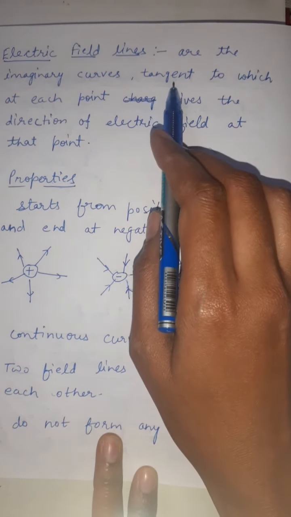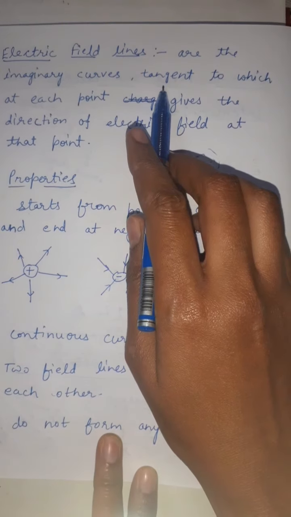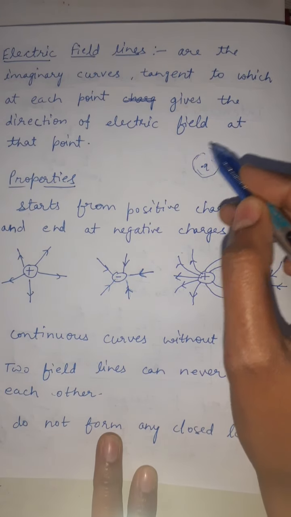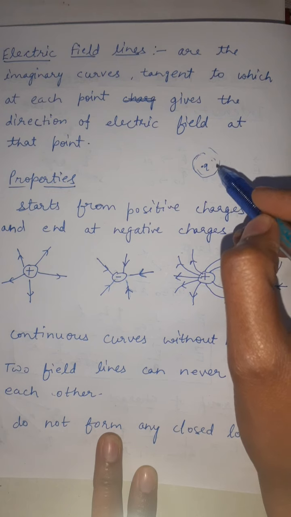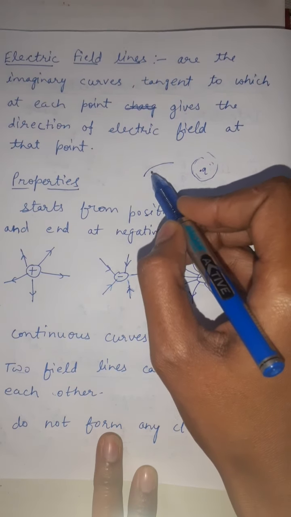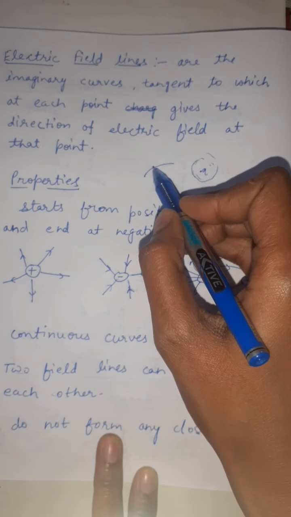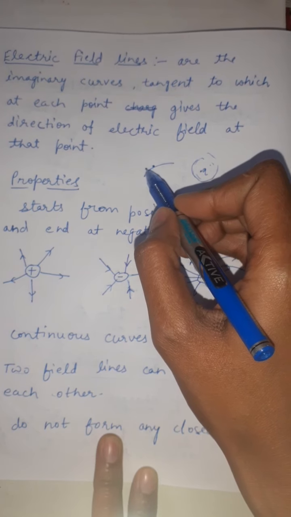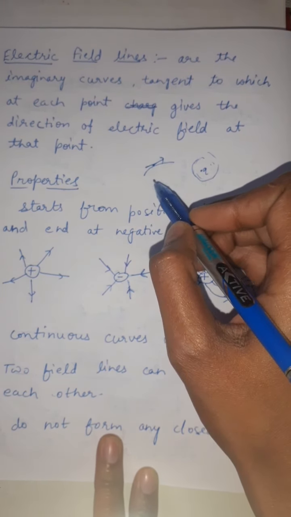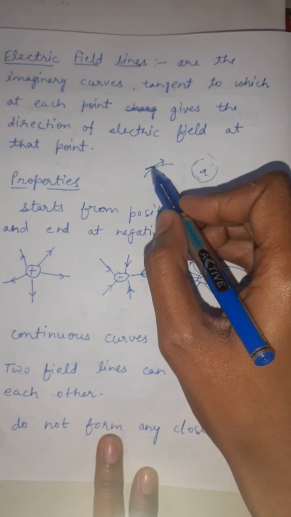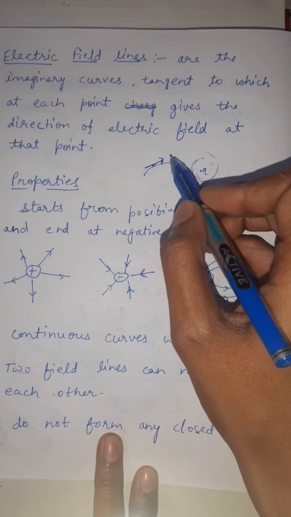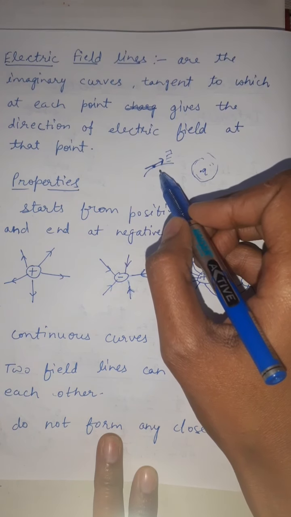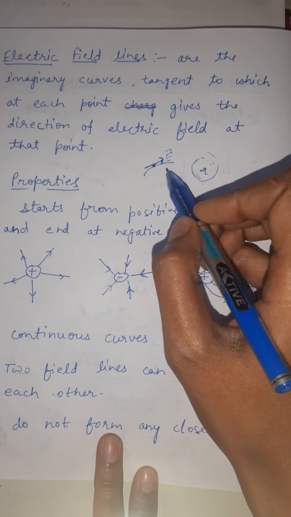But the importance or the physical significance of these lines is that we can calculate the direction of the electric field at any point with the help of these lines. How? If it is an electric field line and we want to find the electric field at this point, we will just draw a tangent at this point, and the direction of this tangent will show the direction of the electric field at this point. So this is the physical significance, or the importance, of the electric field line.